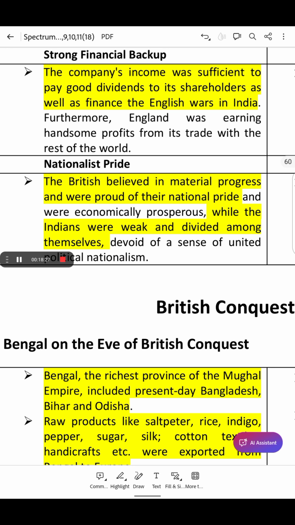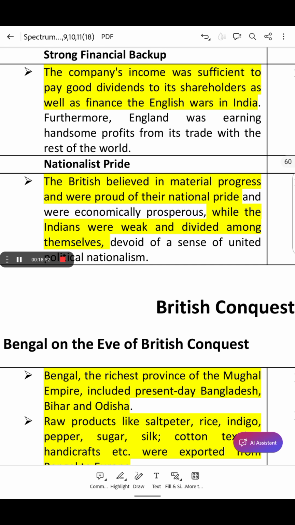On the other hand, Indian rulers were weak. They were divided into groups and did not have a sense of united nationalism. They lacked nationalism. This made it easy for the British to control India, as the Indians lacked the unity to fight back together.